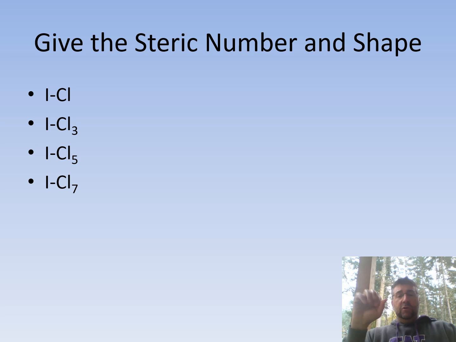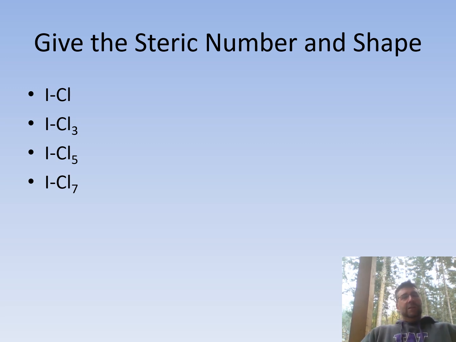Iodine with 5 chlorines indicates another lone pair got broken up. So there's 5 bonds plus a lone pair, so that gives it steric number 6. But because one of the lone pairs is going to be ignored, we're going to end up with square pyramidal. Finally, iodine with 7 chlorines means 0 lone pairs going in 7 directions in space.